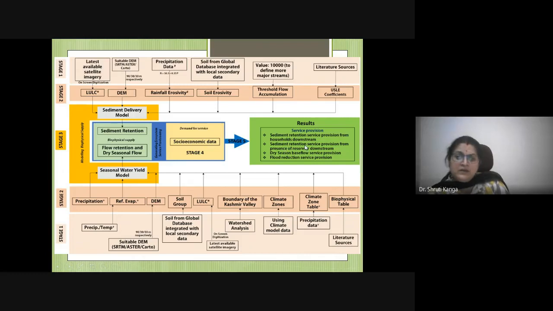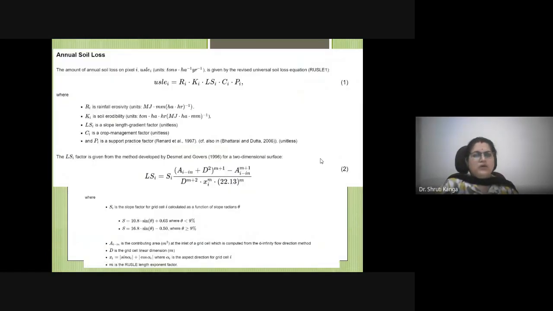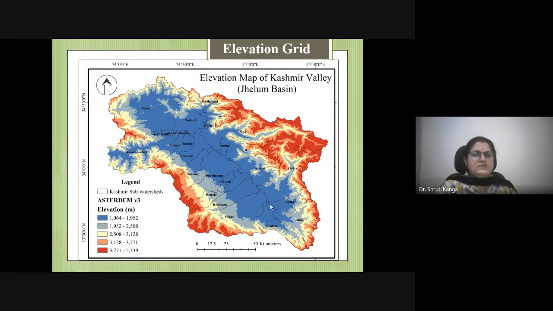Then the sediment retention service provision from the presence of reservoirs downstream, dry season base flow service provision, and flood reduction service provision have been calculated. For annual soil loss, the Universal Soil Loss Equation formula has been followed. Now, this is the elevation map of the Kashmir Valley, where the Jhelum Basin was taken into consideration.